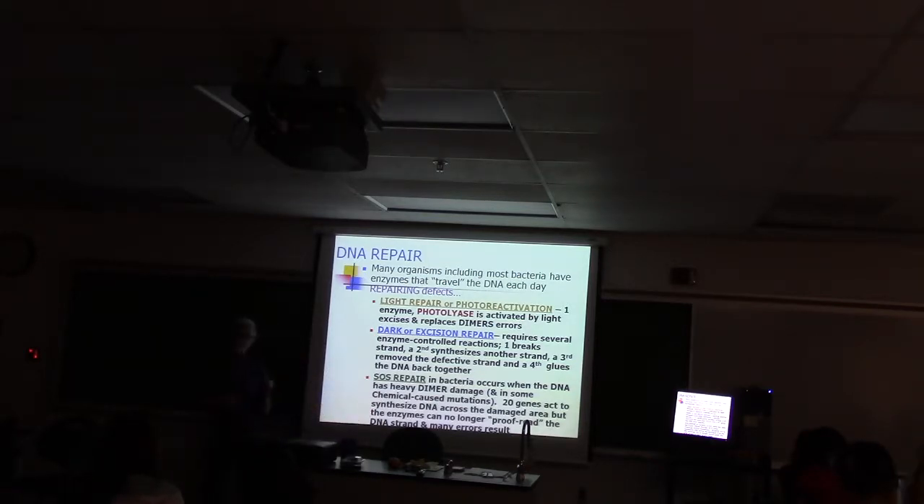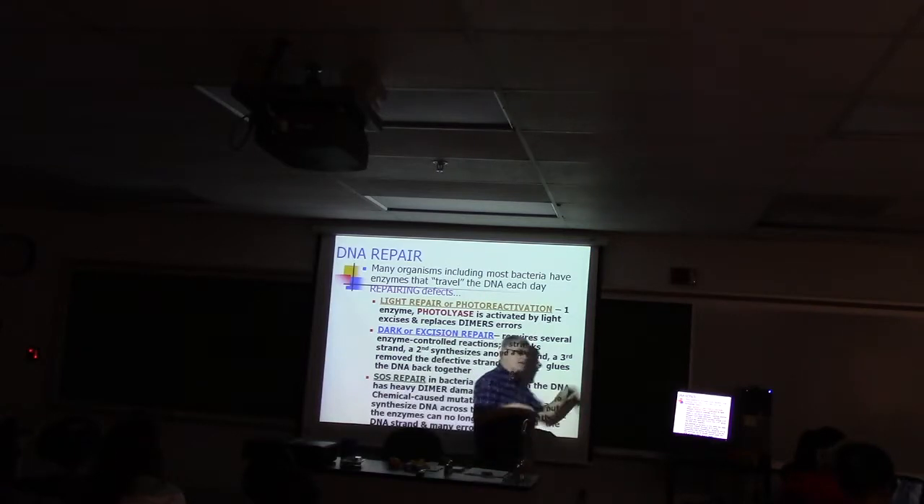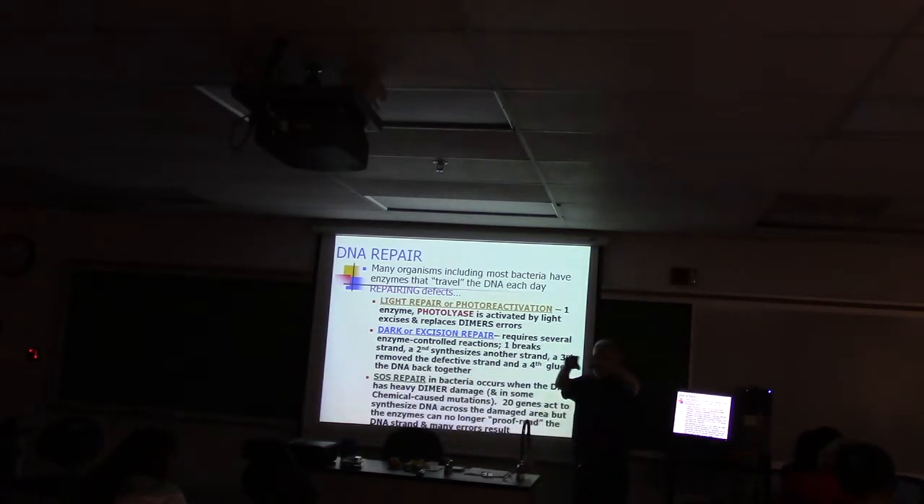Next is excision repair, or dark repair. This is several enzymes. What they do is they come in at both ends and find the damage, back up, cut it and throw it away, and resynthesize a strand according to the information on the other side. Both of these are very useful. The last one is not worth a darn.